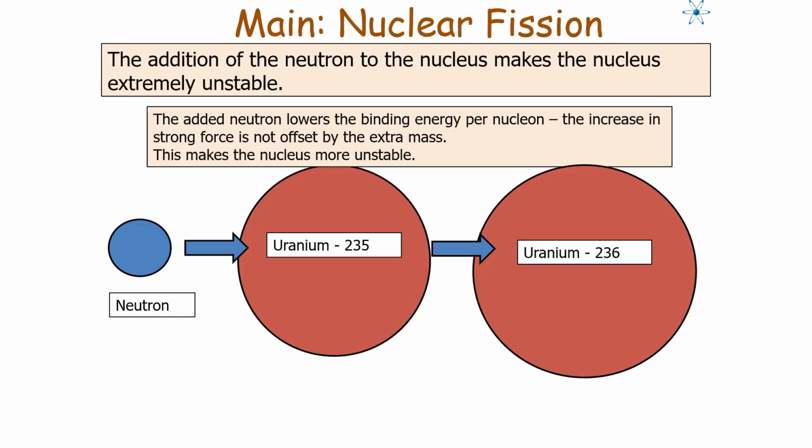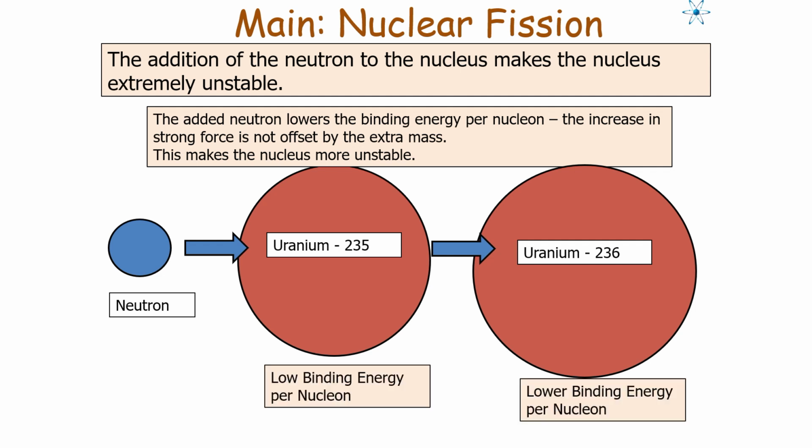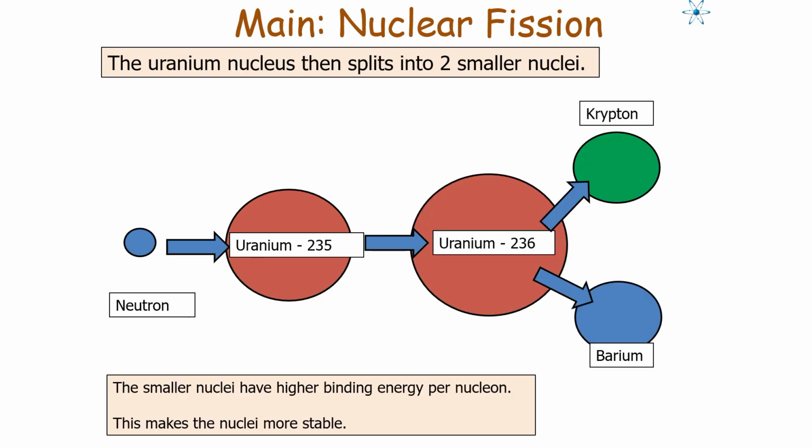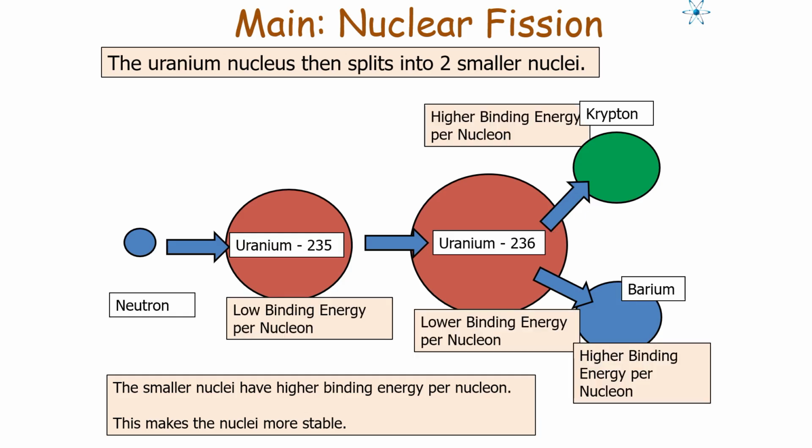Now, the addition of the neutron to the nucleus makes the nucleus extremely unstable. The added neutron lowers the binding energy per nucleon. The increase in strong force is not offset by the extra mass, so it makes the nucleus more unstable. So we've now got an even lower binding energy per nucleon and an even more unstable nucleus. The uranium nucleus then splits into two smaller nuclei. Now, the two smaller nuclei have a higher binding energy per nucleon, which makes our nuclei more stable. So we've increased our binding energy per nucleon for each of our two products.